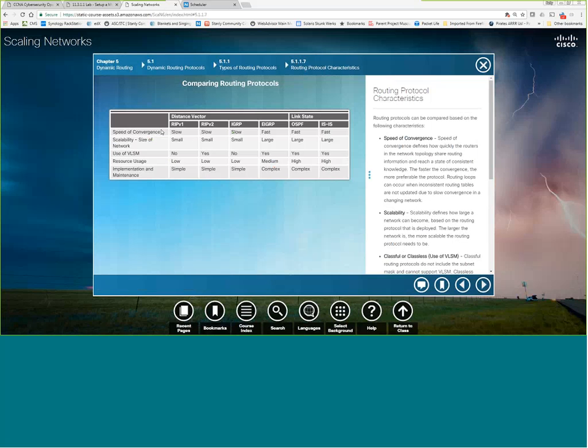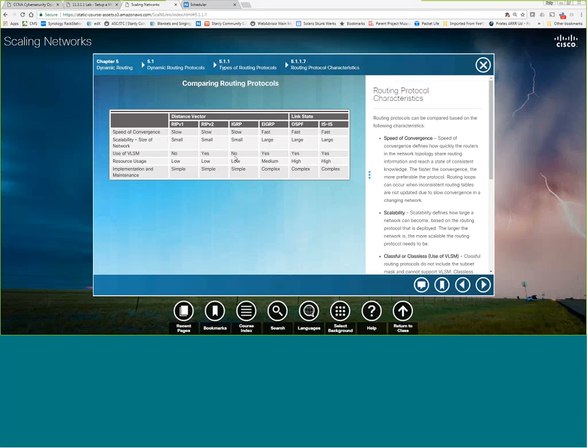Quick comparison chart. You can see RIP v1, RIP v2, IGRP are all slow to converge. Converge means all the routers have a consistent state of the networks in the internetwork. EIGRP, OSPF, and IS-IS are very fast to converge. Scalability, obviously RIP v1, RIP v2 have a 15 hop count limit. So if you have more than 15 routers, you can't use RIP v1 or v2. It just won't work. EIGRP is large and also the same for the others.